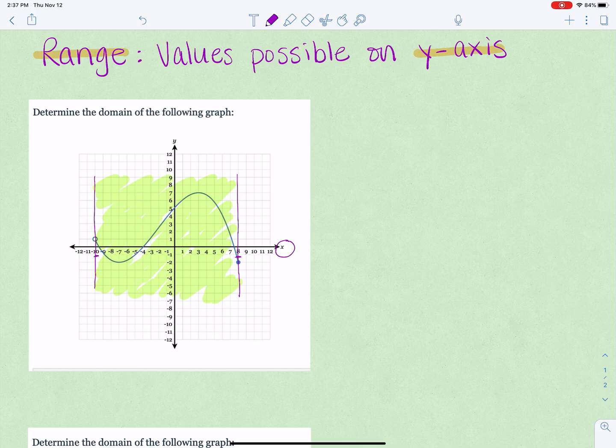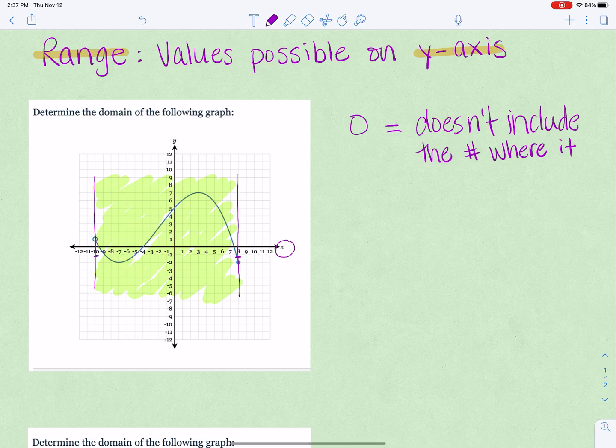Now, that open circle means that it doesn't include the number where it starts or ends, I guess I should say. So even though this is at negative 10, it does not include negative 10. When we have the open circle, I'm going to use a parenthesis that's curved. That means negative 10 is not an answer, but everything after negative 10 is. So like negative 9.99999 is a valid value.